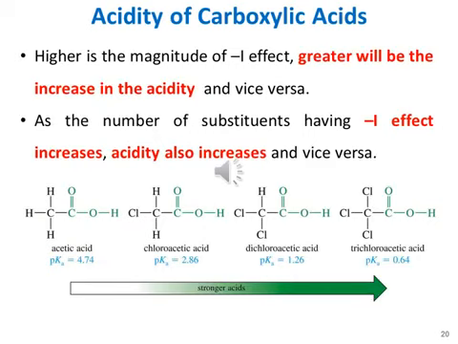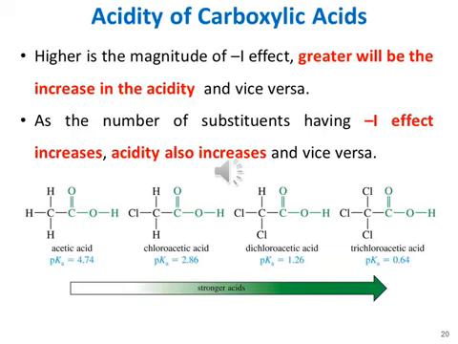Inductive effect is a distance dependent property. The greater the magnitude of the negative inductive effect, the greater will be the increase in the acidity, and vice versa. As the number of substituents having negative inductive effect increases, acidity of the carboxylic acid increases and vice versa. Here I am comparing the acidic strength of trichloroacetic acid, dichloroacetic acid, chloroacetic acid, and acetic acid.